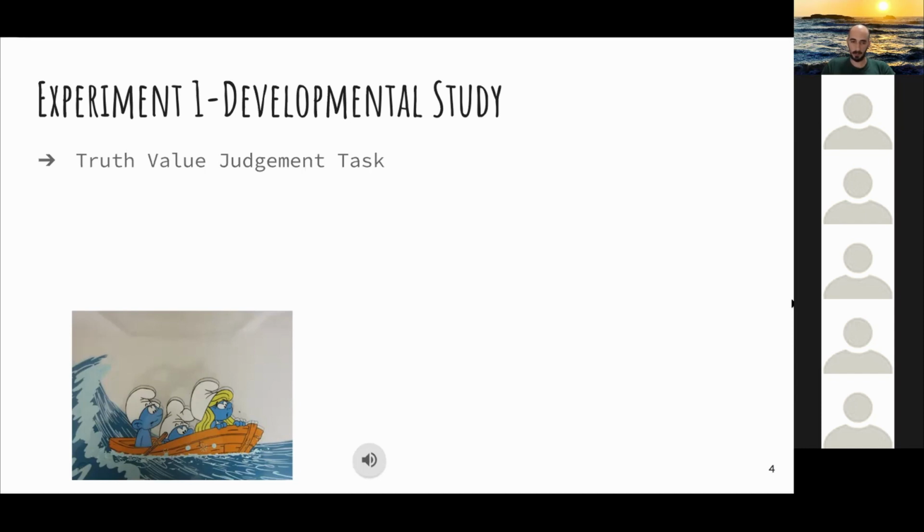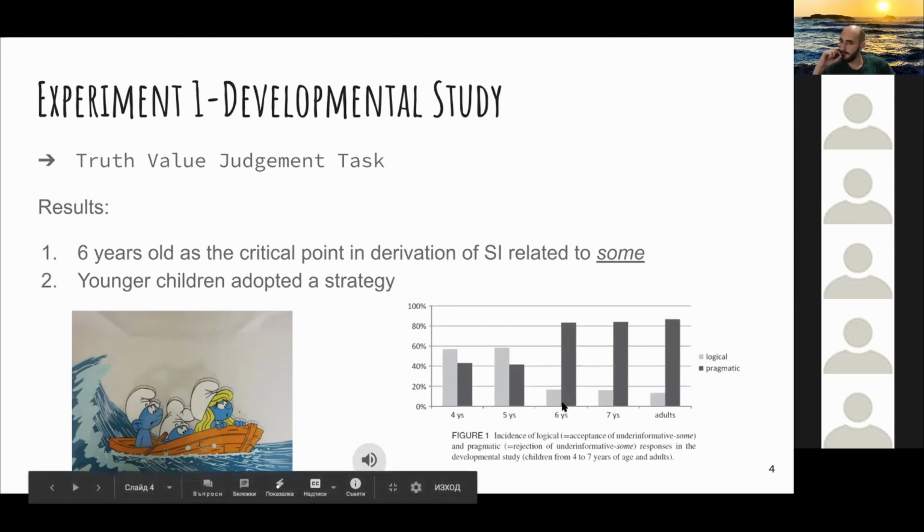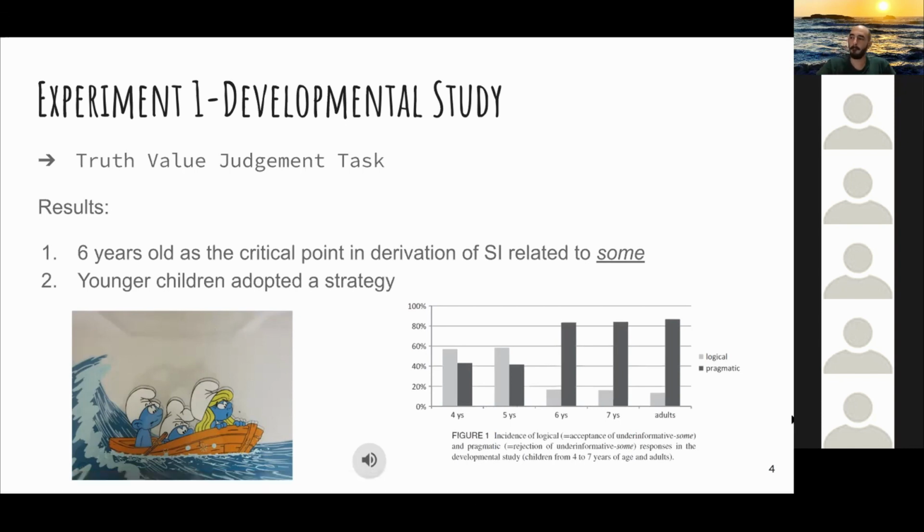As we can see on the table that will show up on a click, there is quite a difference between 4 and 5 years old, and then 6, 7 years old and adults. So 6 and 7 years old behave much more similarly to adults than 4 and 5 years old. And we will be discussing at the end why we think this phenomenon is happening at this age.